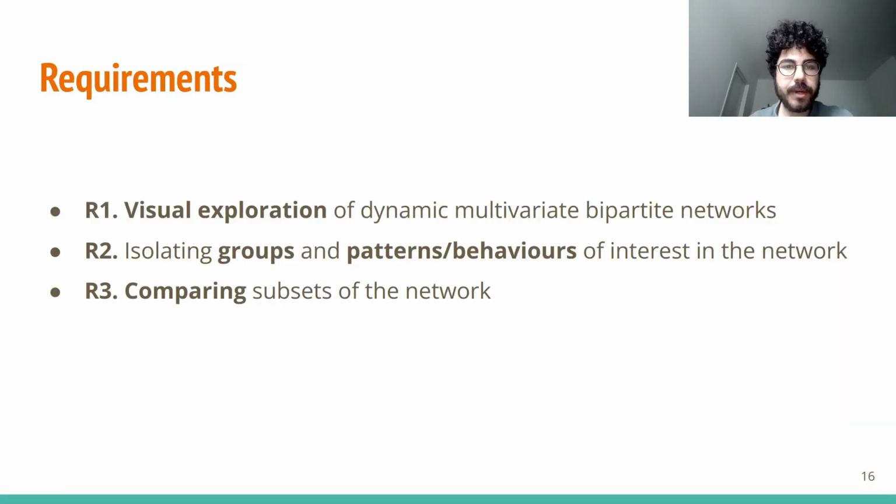From the issues raised by our collaborators in their current workflow and their analysis questions, we identified three main requirements for the visual interface. First, the visual expression of dynamic multivariate bipartite networks. Then, being able to isolate and study groups and patterns of interest in the network. Finally, being able to compare subsets of the network according network and attribute measures.